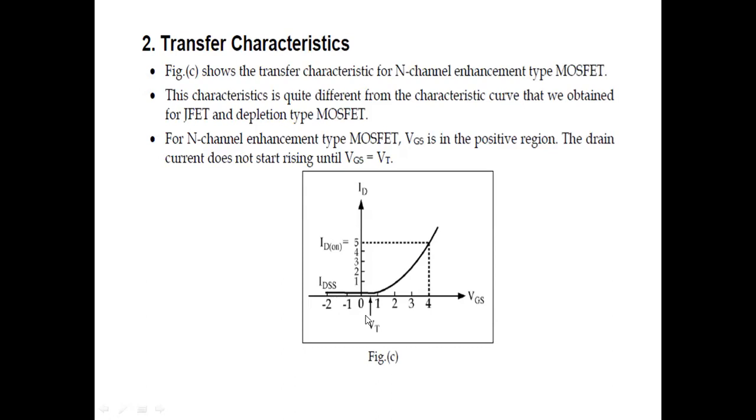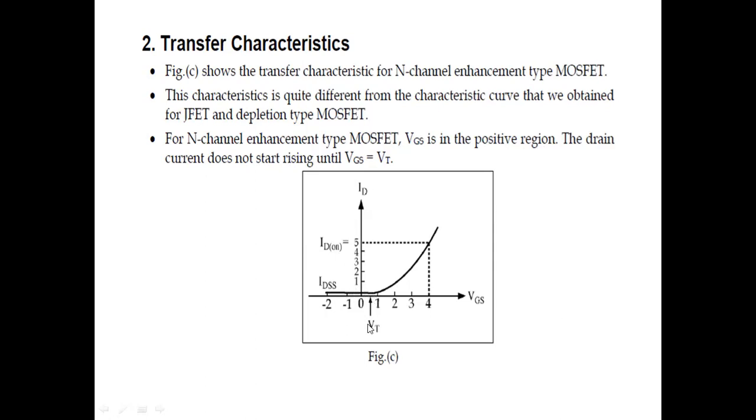Generally, for the enhancement type MOSFET, we cannot connect the gate to source voltage as a negative voltage. So this characteristics is quite different from the characteristics that we obtained for JFET and depletion type MOSFET. For the N-channel enhancement type MOSFET, VGS is in the positive region. The drain current does not start rising until VGS is equal to V threshold. That means up to this threshold level, the current flowing through the MOSFET is almost zero.